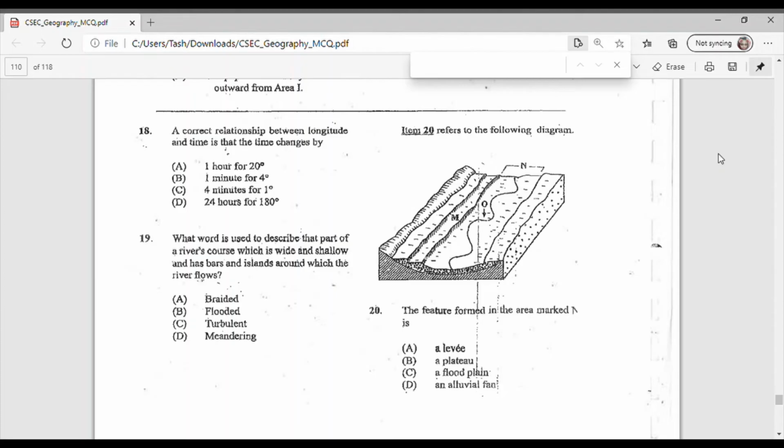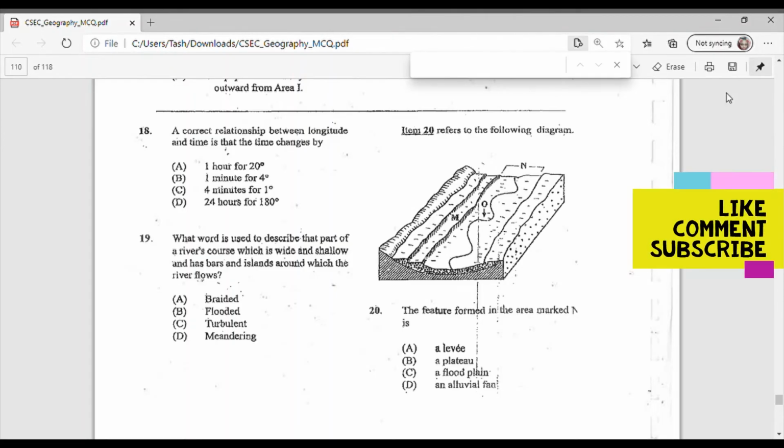For number 19, what word is used to describe that part of a river's course which is wide and shallow and has bars and islands around which the river flows? Alright, that's already braiding. So A, braided, B, flooded. No, based on what is there, if it was flooded, all you would have is water. C, turbulent, D, meandering. So that is braided for number 19. That is letter A.